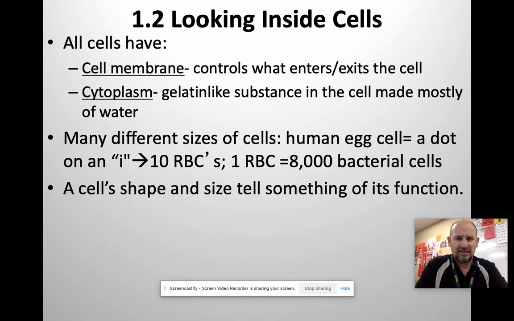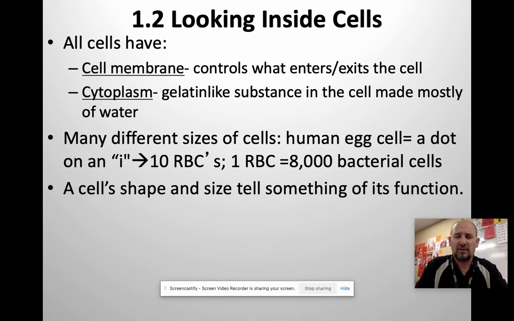We're going to be looking inside of cells, looking at what those parts are and what their functions are, what responsibility they have towards the overall functioning of that cell, and maybe even talk a little bit about what happens if they're not functioning properly. First, talking about some things that all cells have in common.